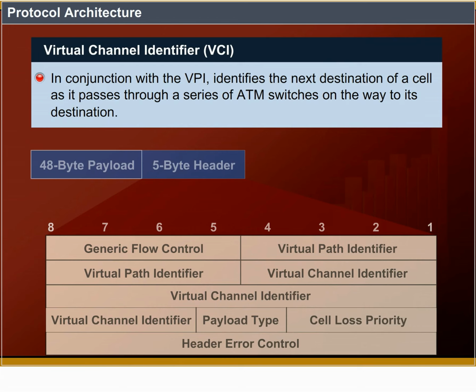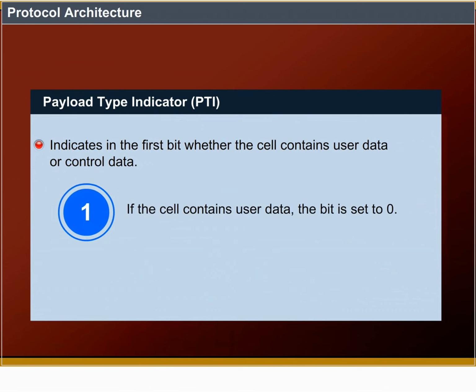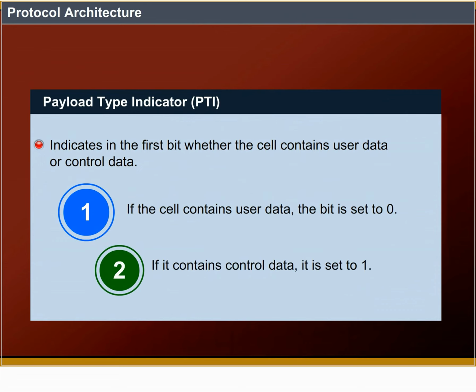Cell Loss Priority (CLP) indicates whether the cell should be discarded if it encounters extreme congestion as it moves through the network. If the CLP bit equals 1, the cell should be discarded in preference to cells with the CLP bit equal to 0.